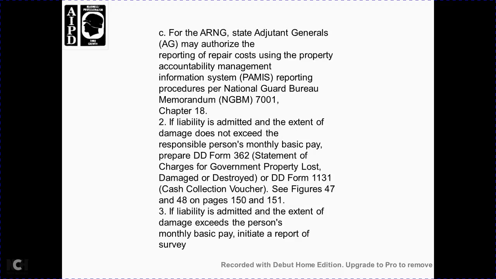For the Army National Guard, the general may authorize the report of the repair cost using the Property Accountable Management Information System, or PAMIS, following the reporting procedure of National Guard Bureau Memorandum 7001, Chapter 18. If liability is admitted and the extent of the damage does not exceed the responsible person's monthly basic pay, prepare DA Form 362 for the statement of charges for government property damaged or destroyed, and DD Form 1131, cash collection voucher. See figures 47 and 48, pages 150 and 151. If liability is admitted and the damage exceeds the person's monthly basic pay, initiate the report of survey.